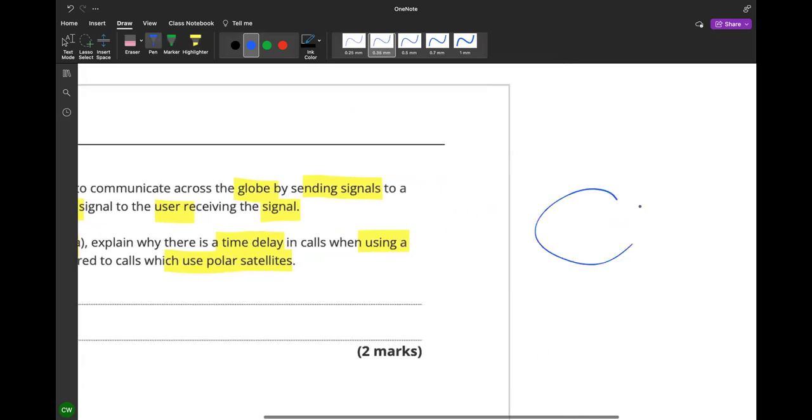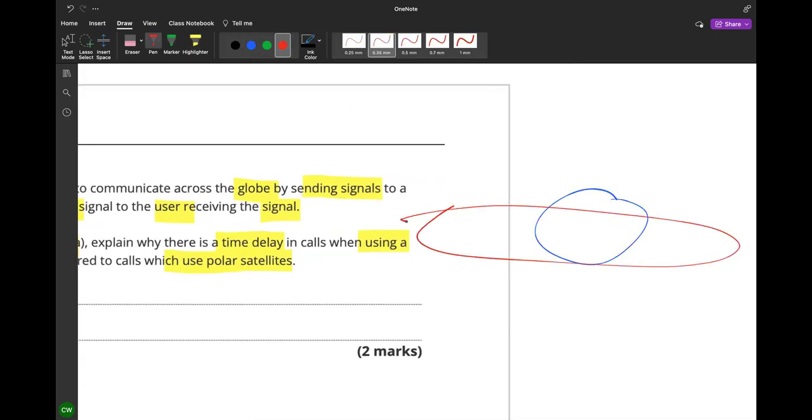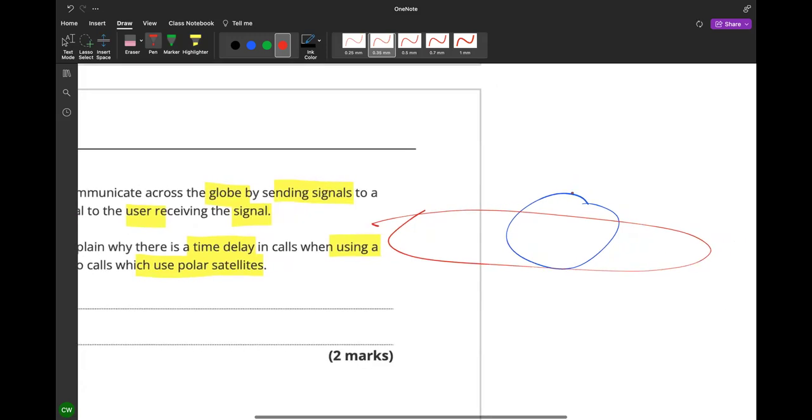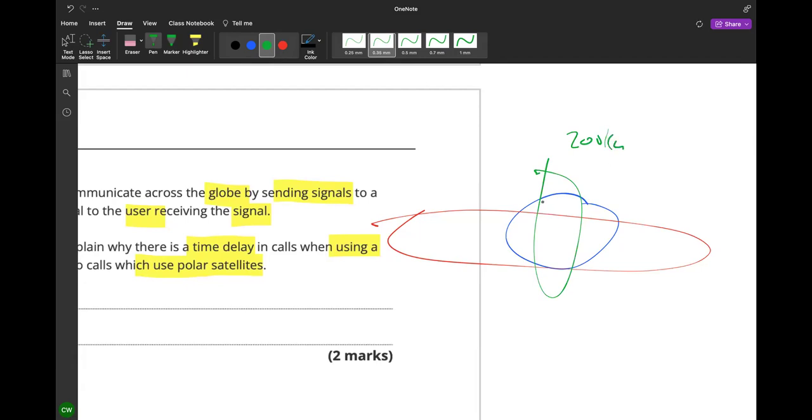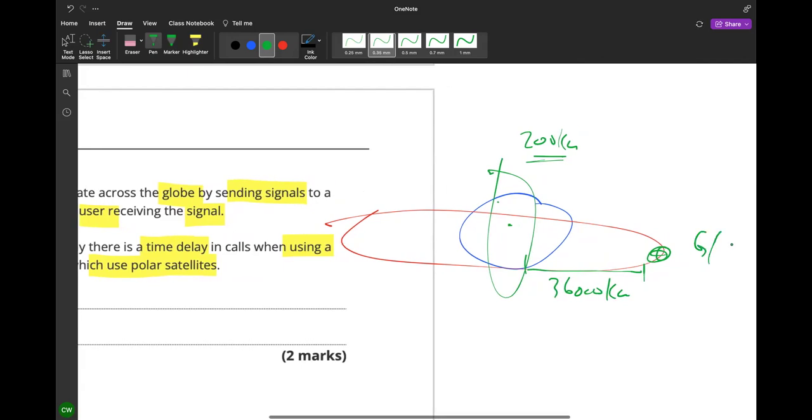Because one is here, correct? Very, very far. The other one is here. This is 200 km above the surface of the Earth, closer. The other one is how far away? 36,000 km. This is geostationary satellite. This is polar satellite. Polar shorter. Geostationary satellite is longer. So time delay.